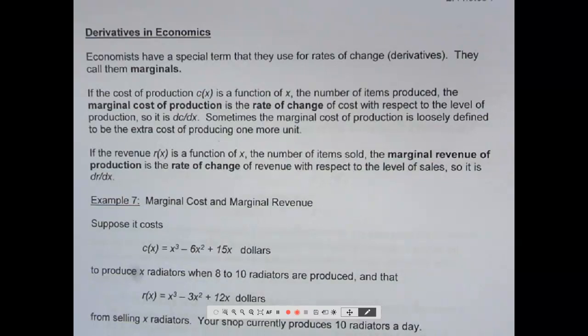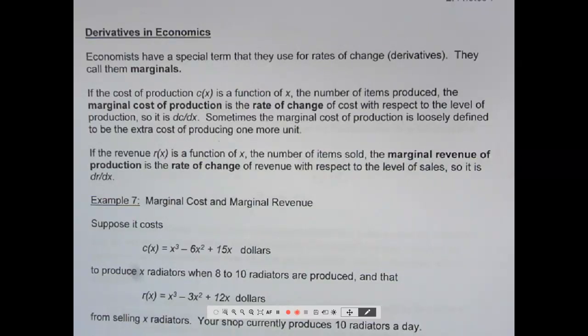If the cost of production C of x is a function of x, the number of items produced, the marginal cost of production is the rate of change of cost with respect to the level of production. So it's dC/dx. Sometimes the marginal cost of production is loosely defined to be the extra cost of producing one more unit. If the revenue R of x is a function of x, the number of items sold, the marginal revenue of production is the rate of change of revenue with respect to the level of sales, so it is dR/dx.